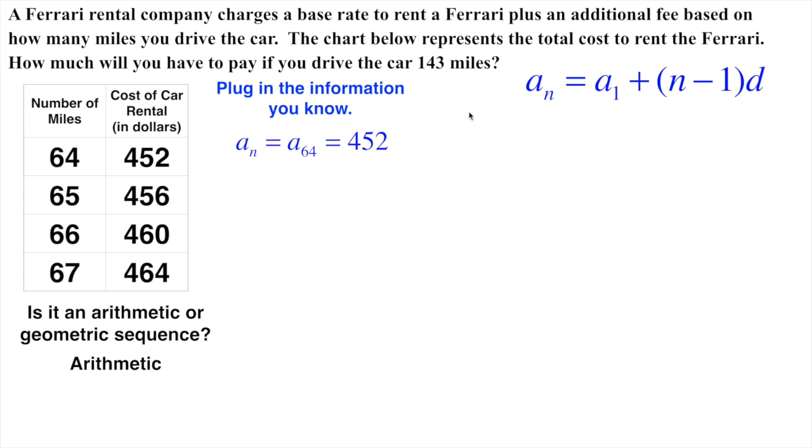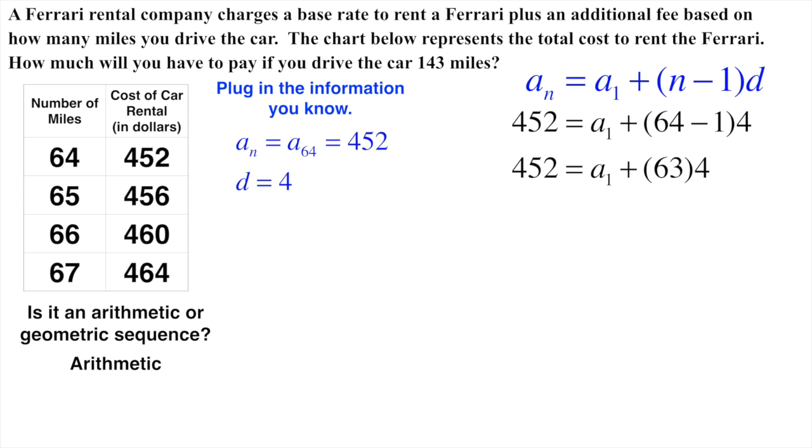So for a of n, we're going to pretend that that's 64, a of 64, and I can plug in 452 here. A of 1 we don't know, n would be our 64, and d would be 4. So here we go, 64, that became because it's the 64th term in our sequence. And this is a of n, a of 64. A of 1, we don't know, the difference is 4. So now what we're going to do is we're going to solve this one for a of 1. We're going to simplify this one and get it all on the other side. So let's do that now.